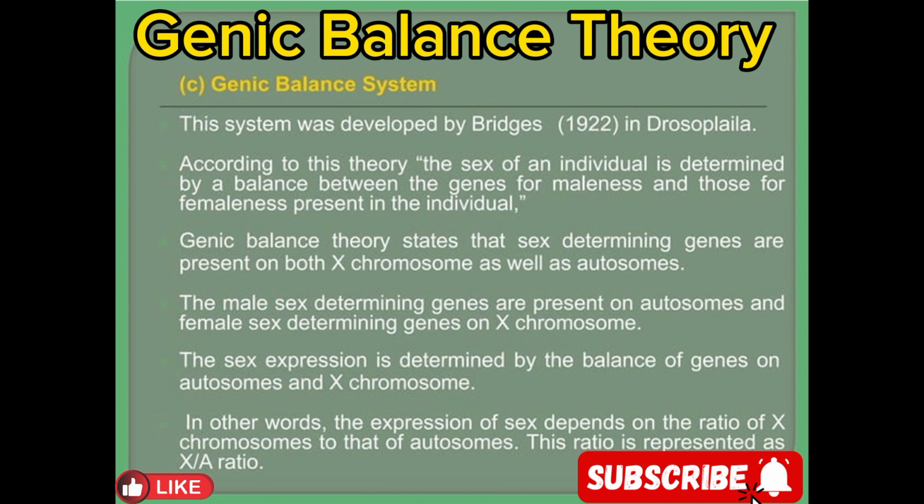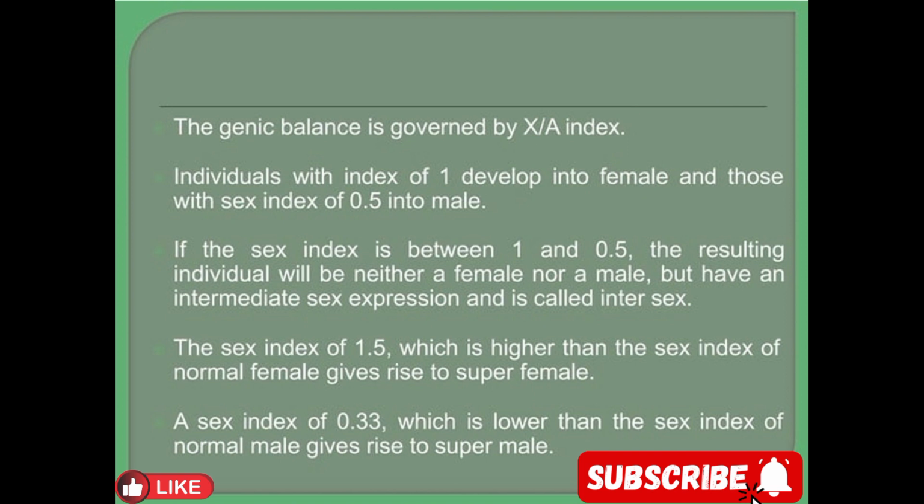Here we can say that the Y chromosome does not have any role in the development of maleness in Drosophila. So the male sex determining genes are present on autosomes and the female sex determining genes on the X chromosome. So the sex expression is determined by the balance of genes on autosomes and X chromosome. In other words, the expression of sex depends on the ratio of X chromosome to that of autosomes. This ratio is represented as the X/A ratio.